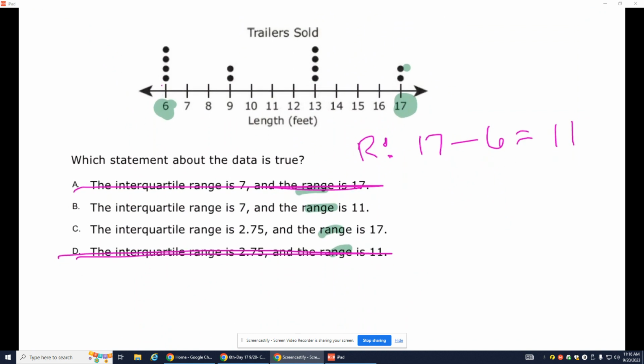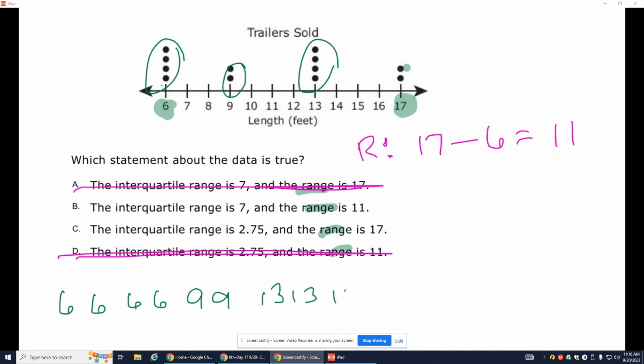Whenever you find the IQR, or whenever you're dealing with any number set, I always teach you to write out each of the values. So I have 4 6s, so I'm going to write 4 6s. I don't have any 7s or 8s. I have 2 9s, so I can put 2 9s. Then I have 4 13s, so I'm going to put 13s, 4 of them. Then I have 2 17s.